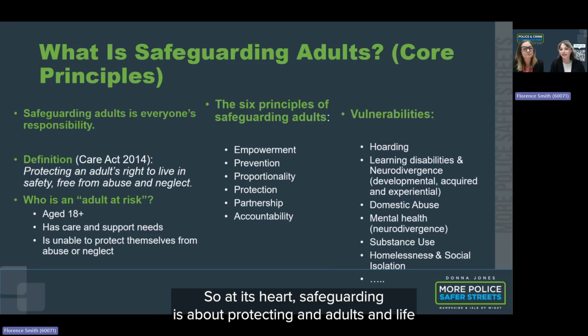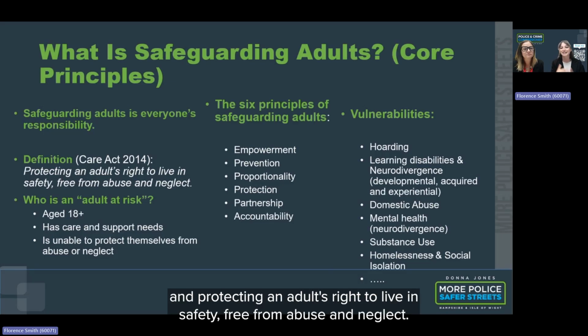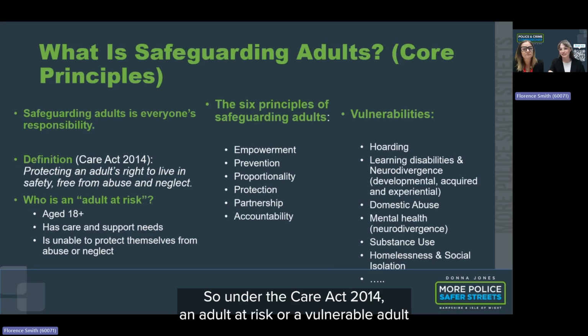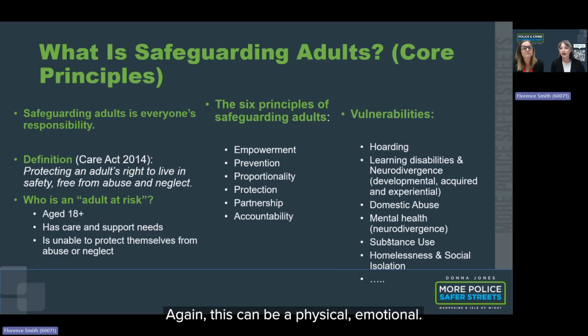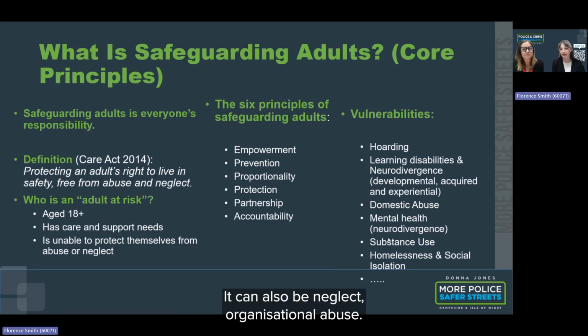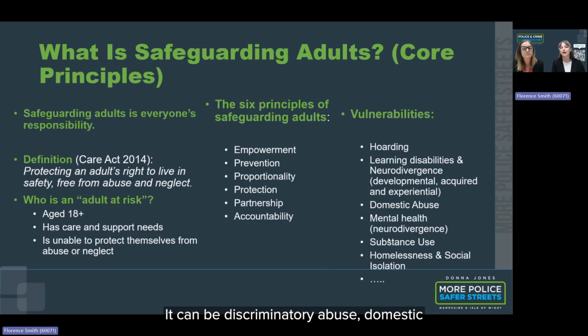So at its heart, safeguarding is about protecting an adult's life, protecting an adult's right to live in safety, free from abuse and neglect. Under the Care Act 2014, an adult at risk or a vulnerable adult is anyone aged 18 or over who has care and support needs and may be unable to protect themselves. And abuse can take many forms. Again, this can be physical, emotional. It could also be financial, sexual. It can also be neglect, organizational abuse. It can be discriminatory abuse, domestic abuse, and modern slavery.